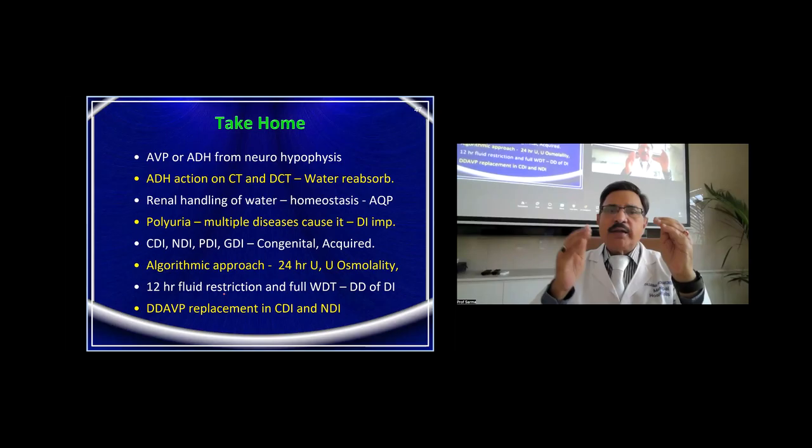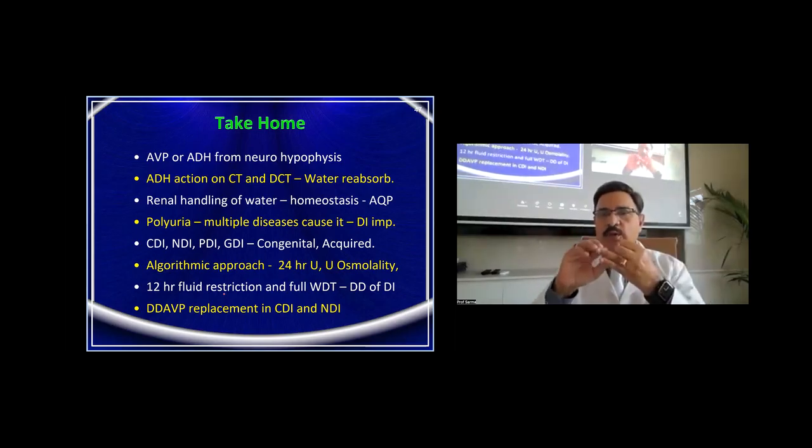In the algorithmic approach we have seen, you look at the 24-hour urine volume: is it less than 3 liters or more than 3 liters first of all? Then is the urine osmolality less than 300 or more than 300? If it is more than 300, it is solute diuresis. If less than 300, a 12-hour water deprivation should increase it to more than 750.